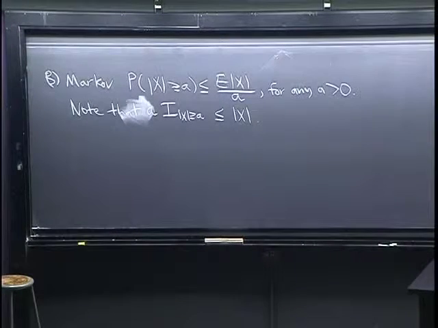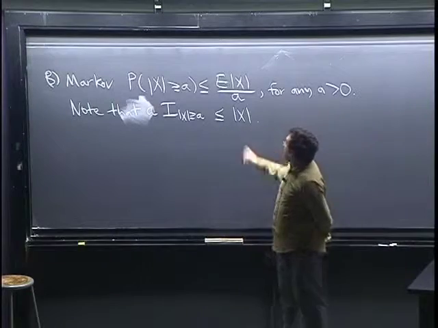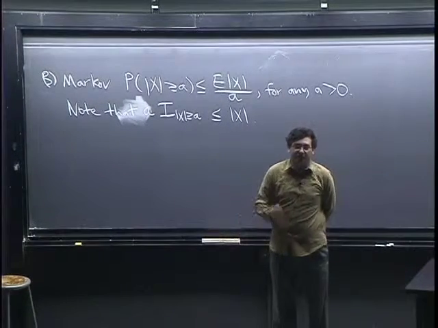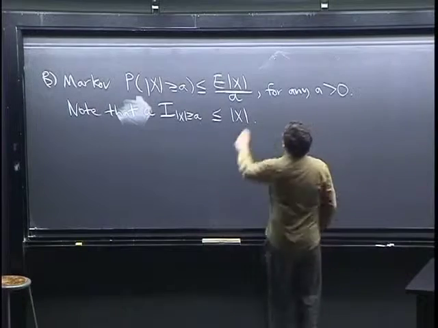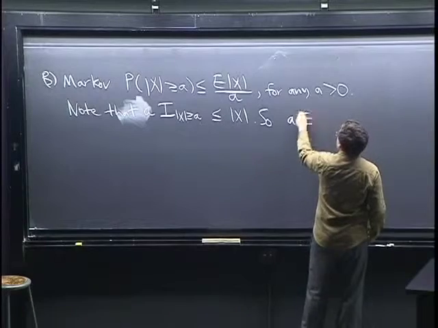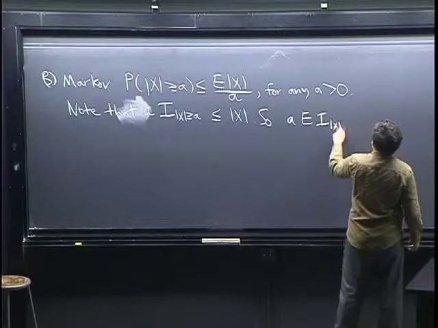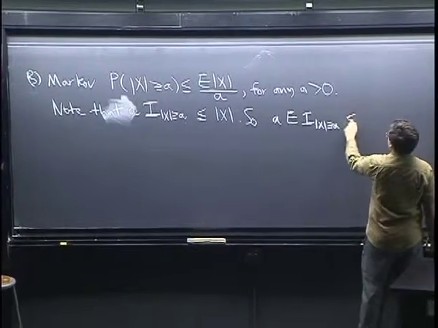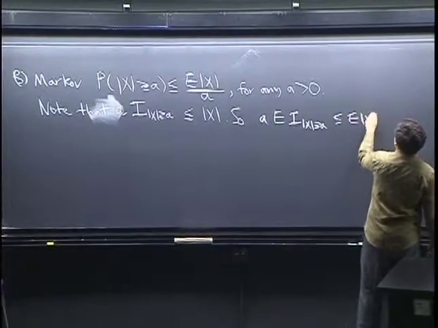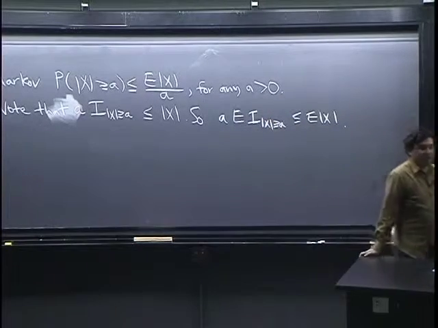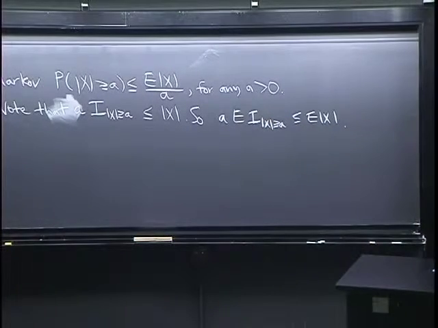Once you recognize that this is less than or equal to this, then Markov's inequality just follows by putting E on both sides. So the expected value of this indicator, taking out the a, which is a constant, is less than or equal to E of |X|. And by the fundamental bridge, that's the same thing as Markov's inequality. So that proves Markov's inequality.